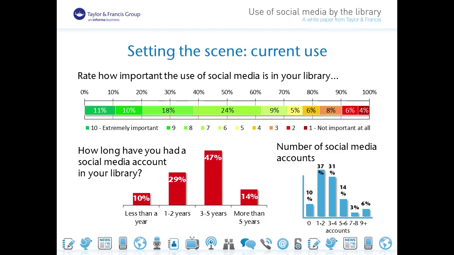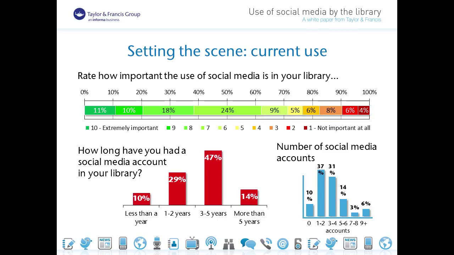We can also then look at how well entrenched the use of social media is in the library by asking how long social media accounts have been active. So nearly half of librarians surveyed said they've been using social media for between 3 to 5 years. When we then add in those who said more than 5 years, that comes to just over 60%.